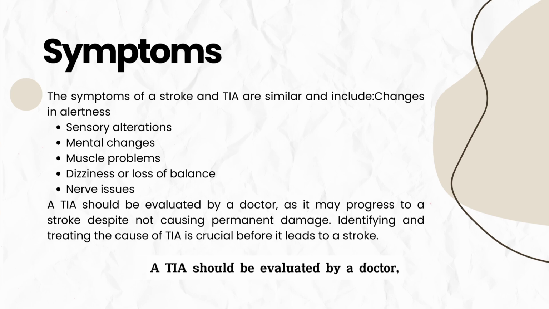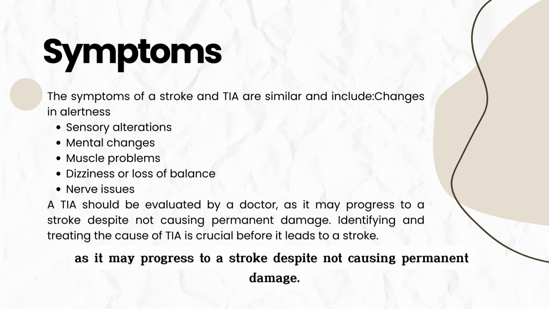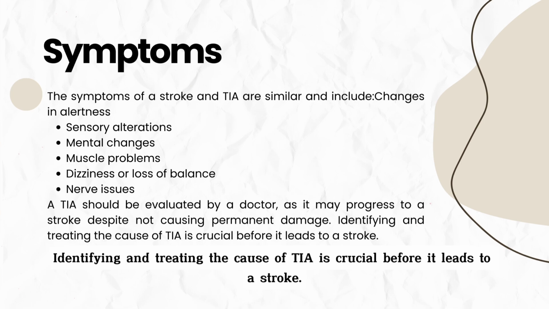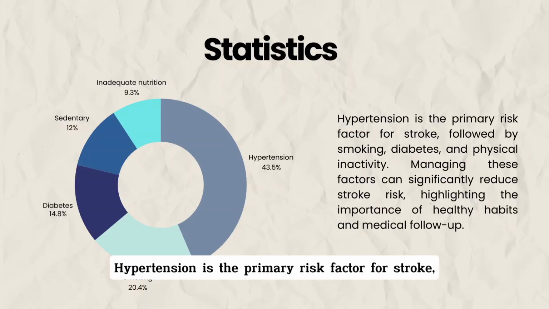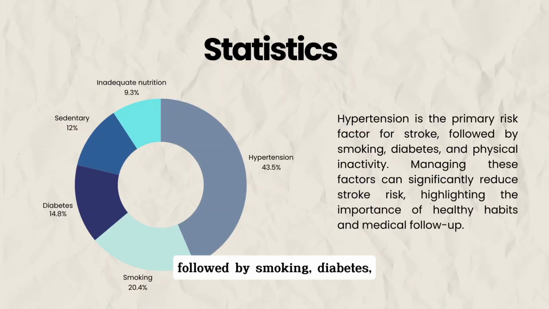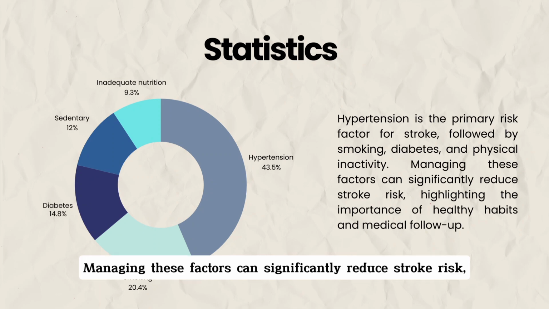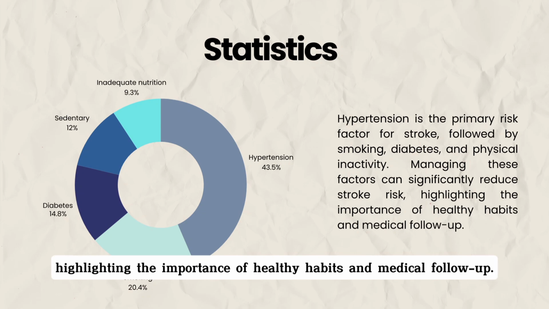A TIA should be evaluated by a doctor, as it may progress to a stroke despite not causing permanent damage. Identifying and treating the cause of TIA is crucial before it leads to a stroke. Hypertension is the primary risk factor for stroke, followed by smoking, diabetes, and physical inactivity. Managing these factors can significantly reduce stroke risk, highlighting the importance of healthy habits and medical follow-up.